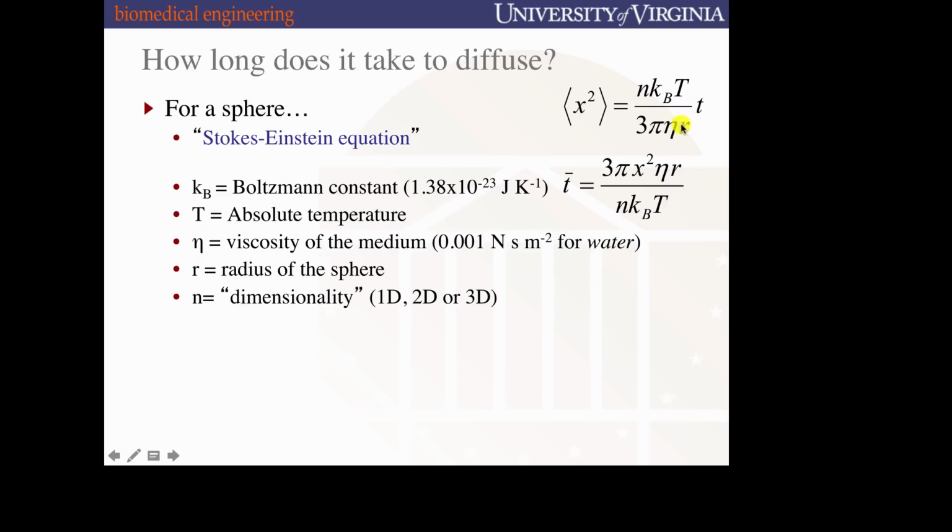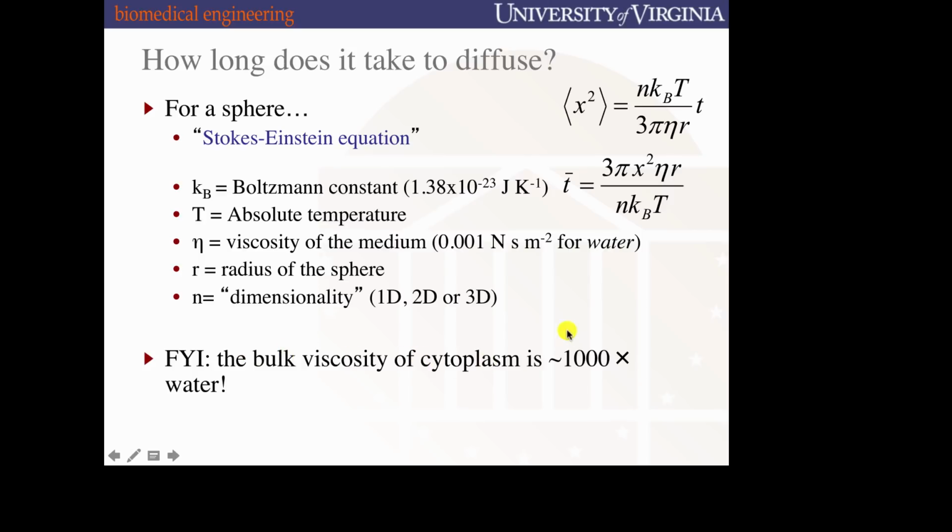So the larger the sphere, the smaller the displacement is given all these other variables. So it's proportional to the dimensionality, how many degrees of freedom that particle has to move, and the energy in the system. KBT is the energy in the system. It is inversely proportional to how viscous the media is and how big that particle is. So, just for your information, the bulk viscosity of the cytoplasm is about 1,000-fold more than that of water.